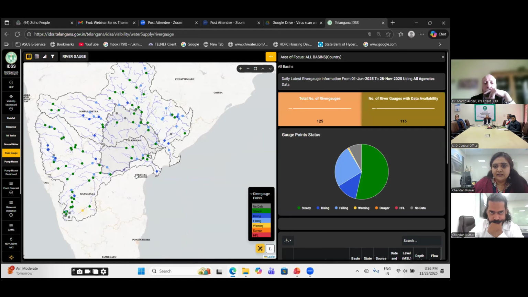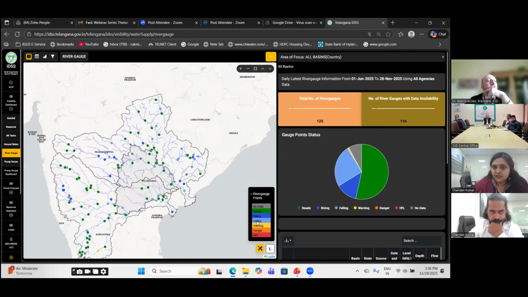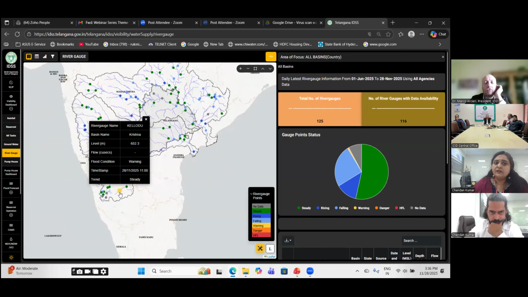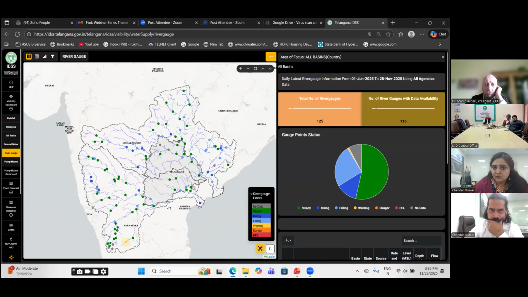So here you can see that some river gauges are steady, they have not changed. Some are falling, so there is not much water over there. Some are in warning. For example, I have just shown you, it is blinking over here, so it is showing us the warning, and some are in danger. This kind of information is very, very useful.